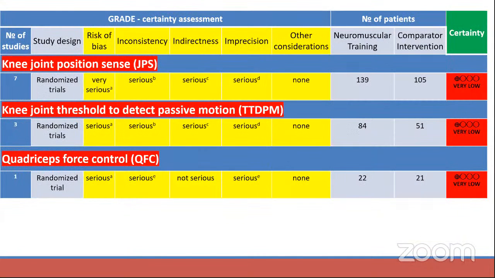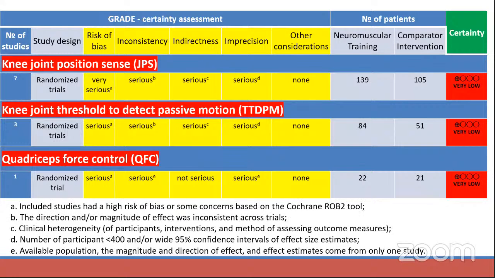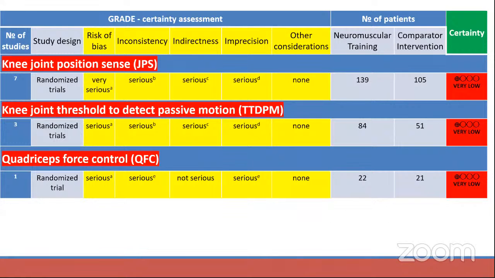And here is an example for GRADE table certainty assessment. Okay? And this GRADE table is from one of my systematic reviews that looked at the effects of neuromuscular training on knee proprioception following anterior cruciate ligament injury or reconstruction. Okay?